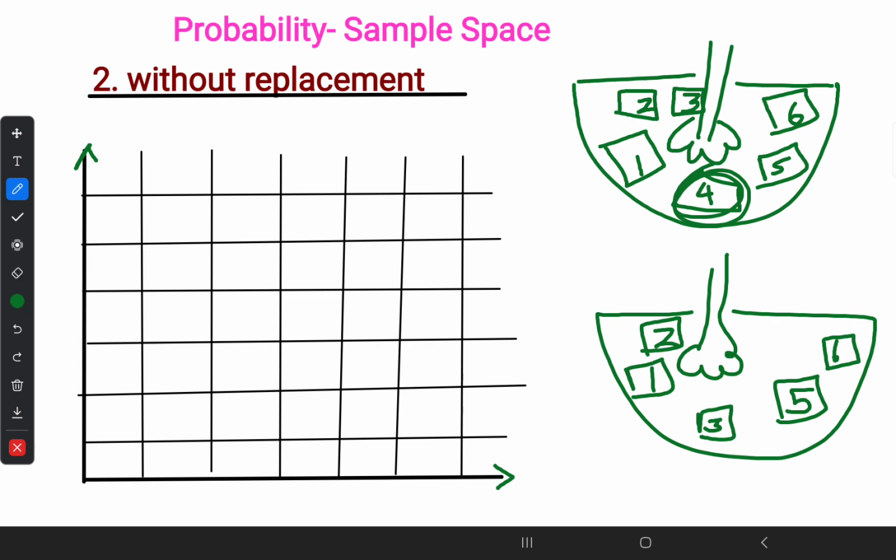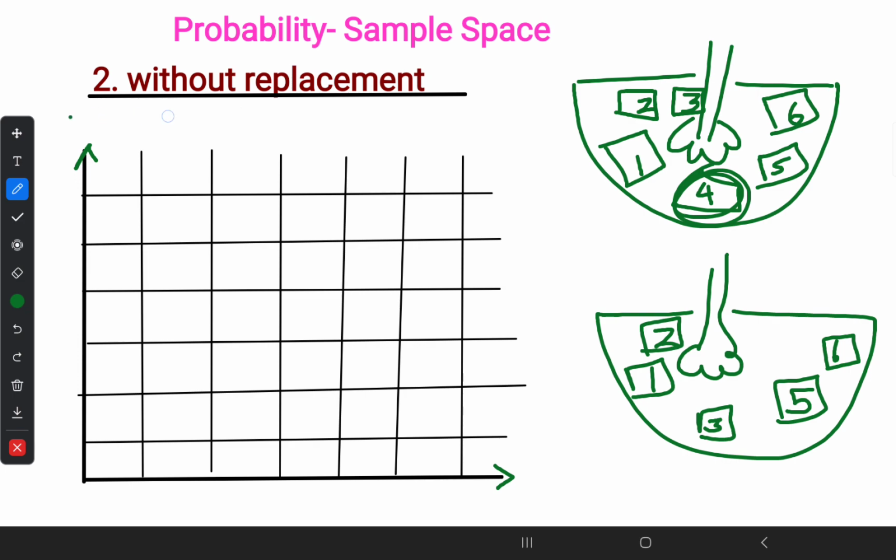First, the probability of all the cards is the same. Next, you take a card and keep it with you. That means you cannot take the same card again from the box because there is no other 4 inside the box. Only one 4 is there. You have taken that out and kept it with you. There is no more number 4 inside the box.